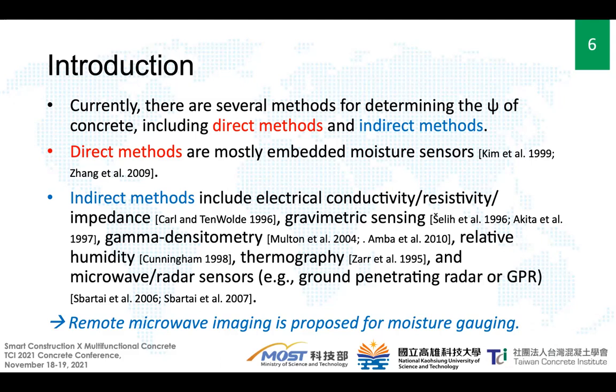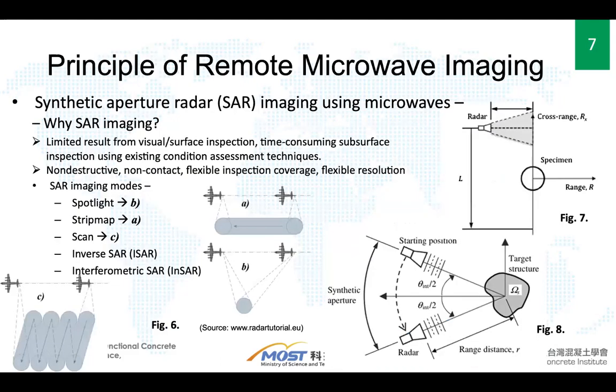In this research, we propose to use the remote microwave imaging for moisture gauging of concrete specimens. Just to prepare the audience with some background information on remote microwave sensing, the technique we use in this research is called synthetic aperture radar imaging. Now, why synthetic aperture radar imaging? It's because SAR imaging can use limited measurement information to form high-resolution radar images. And SAR imaging also allows multiple inspection modes.